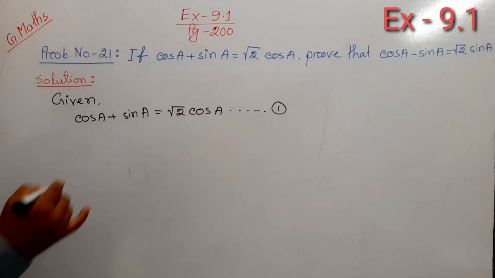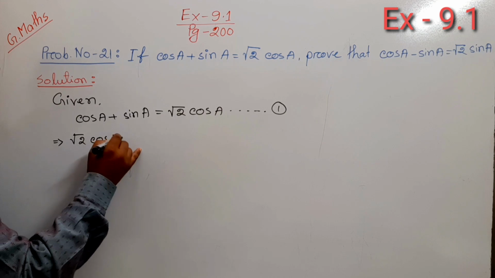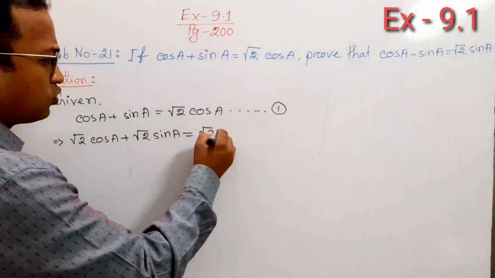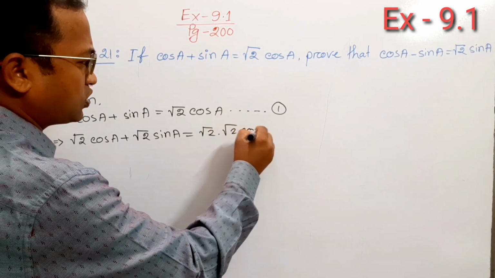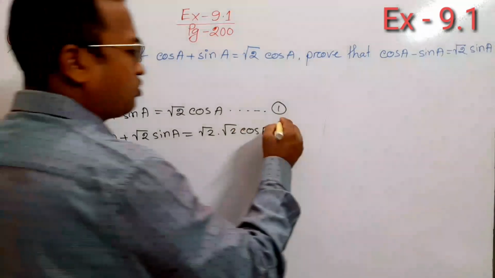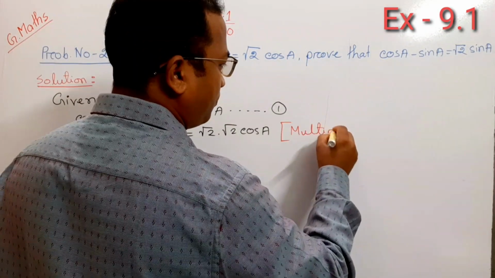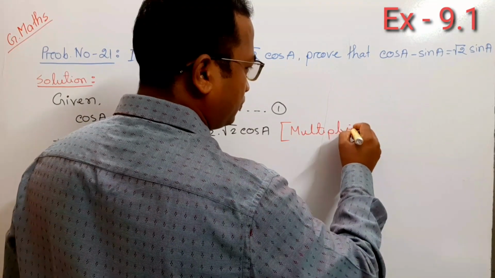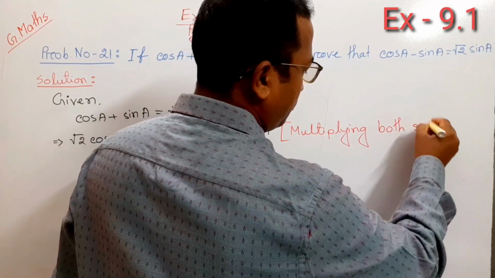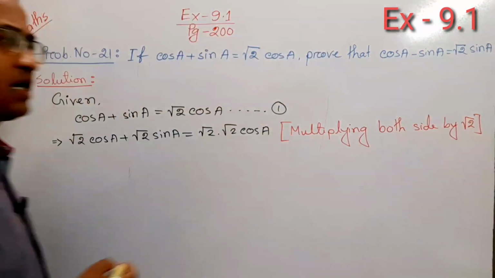This is equation number 1. Now, if we multiply both sides by root 2, what will it be? Look at the board. Cos A plus root 2 sin A equal to root 2 into root 2 cos A. What have we done there? We have multiplied both sides by root 2. This is the side note.